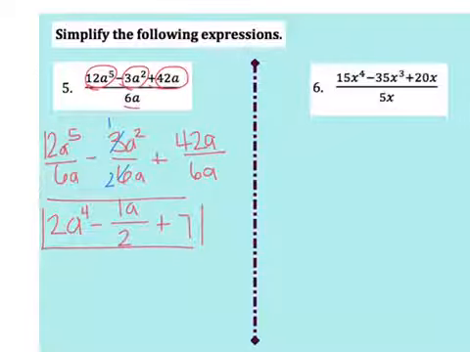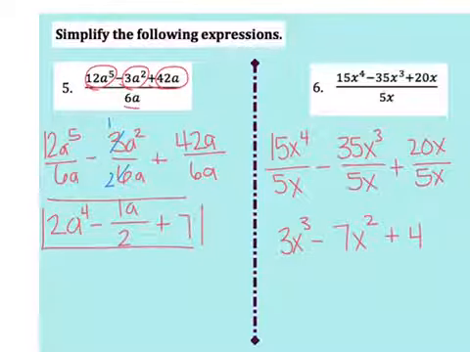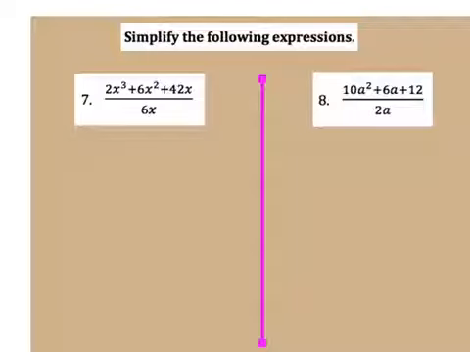Go ahead and pause the video and try number 6 on your own, and then come back here and check your answer. So when I did this work, I got 3x to the 3rd minus 7x squared plus 4. If you got anything different, please come chat with me before moving on with the rest of the video.